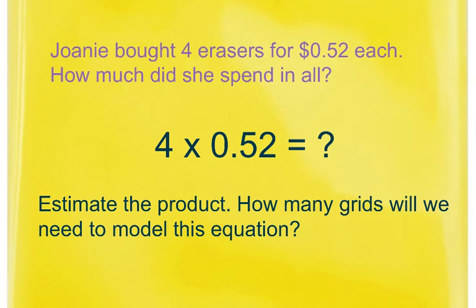So Joni bought 4 erasers for 52 cents each. How much did she spend in all? It's helpful to use estimation to plan our models. In this problem, erasers cost about 50 cents. 50 cents will take up half of a 10 by 10 grid, so we know we will need 2 full grids plus a little bit of a third grid.